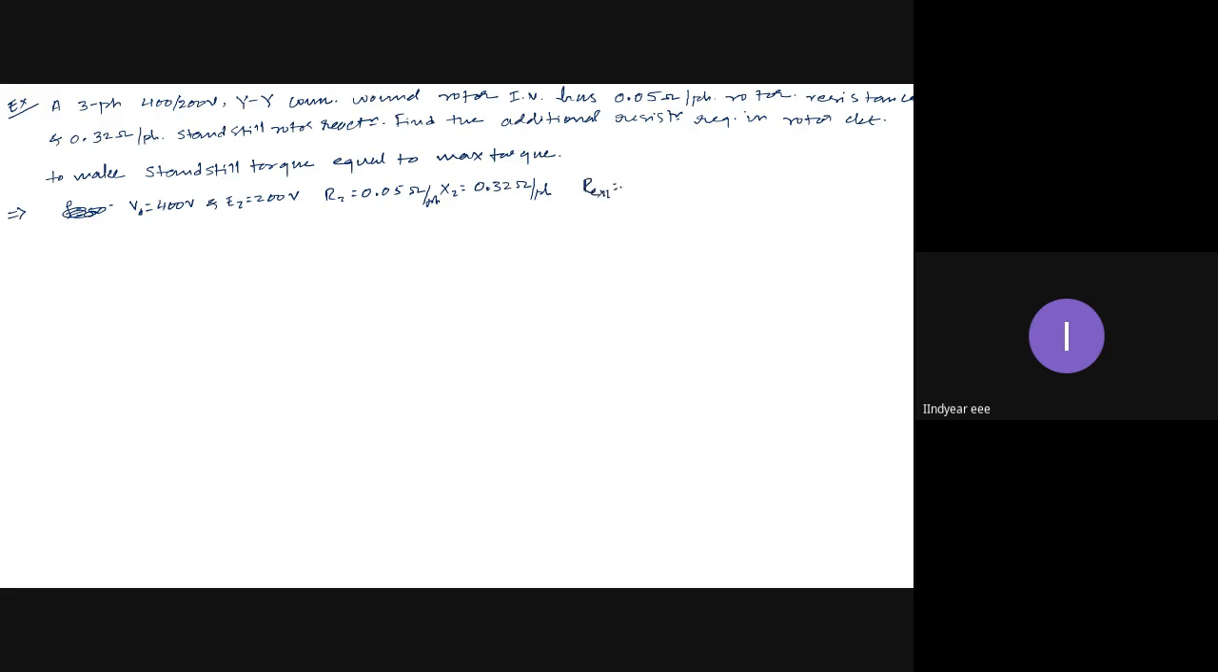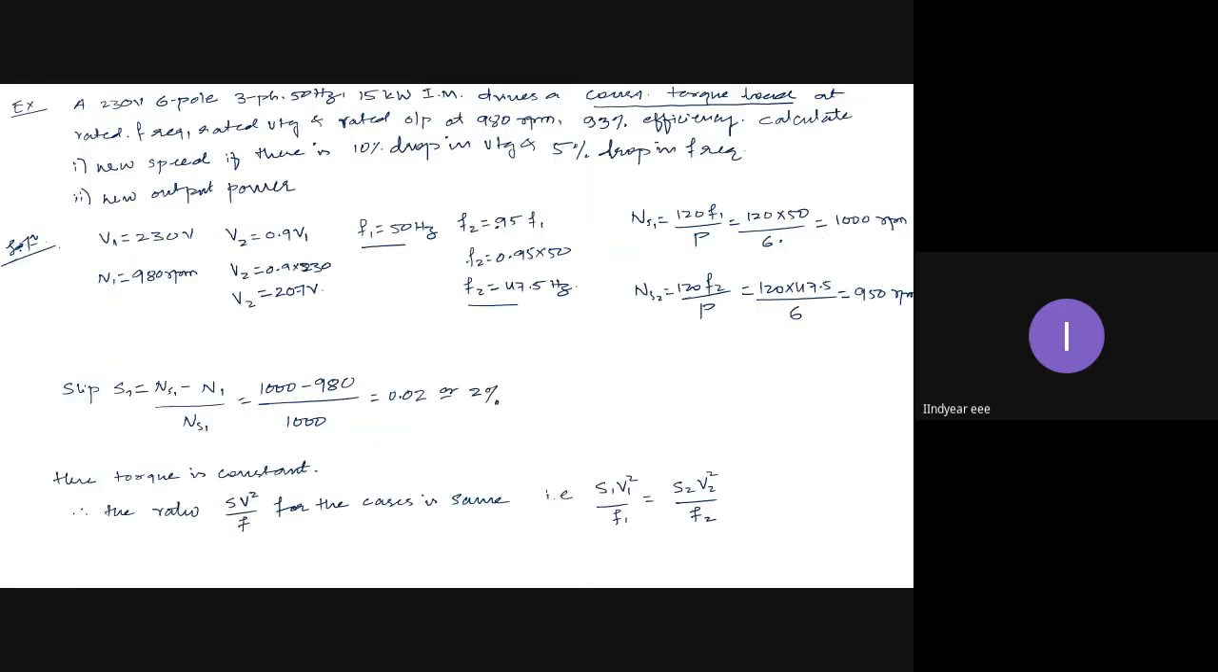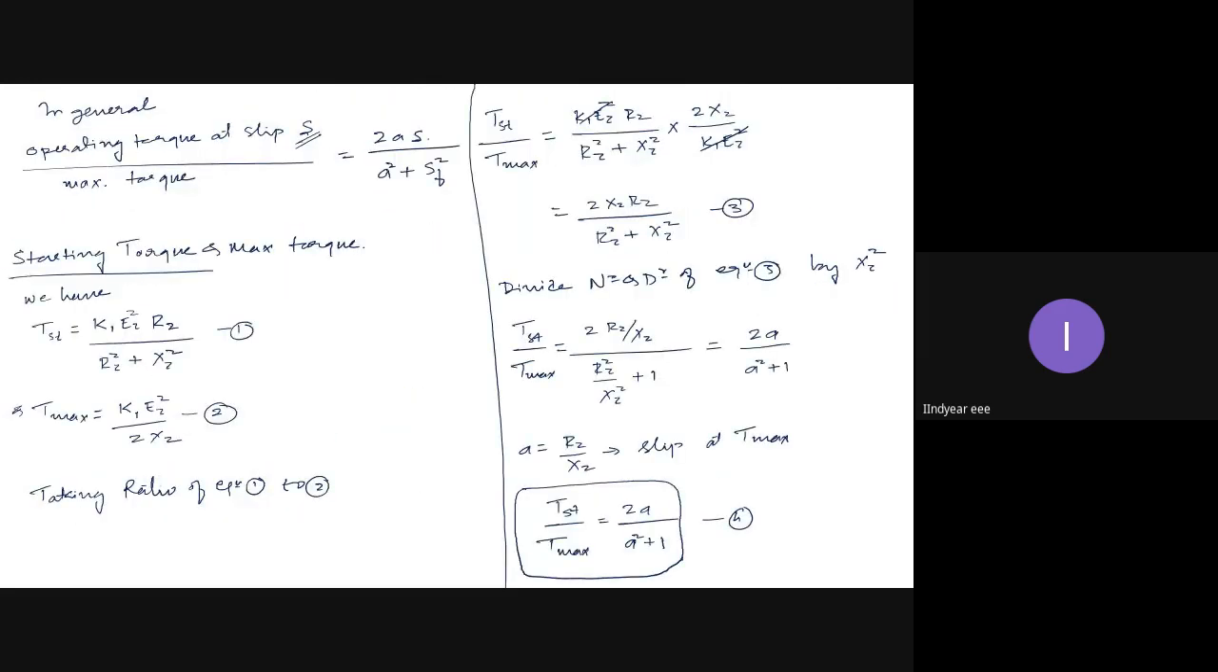R external is equals to what? Standstill torque is nothing but starting torque. TST is equals to Tmax. That is what it is asked. Okay. Now we have the relationship between Tmax and starting torque, starting torque and maximum torque.